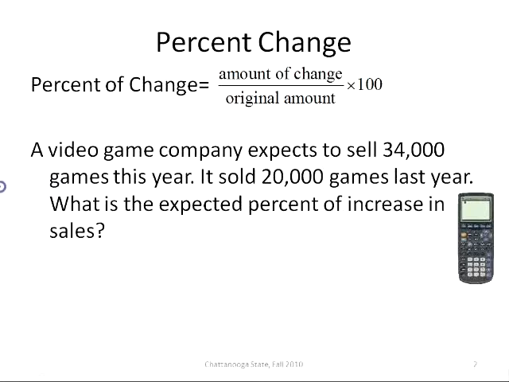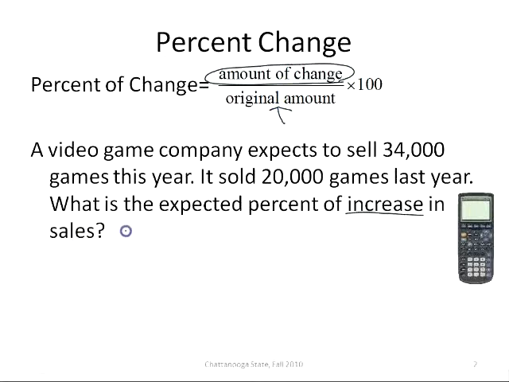So let's look at this problem. A video game company expects to sell 34,000 games this year. It sold 20,000 games last year. What is the expected percent of increase in the sales? Here the number is going up, so it's a percent of increase. They started out selling 20,000 games, so the 20,000 is what we use for our original amount. But in the numerator, we need to use not the 34,000, but the amount that number changed by.